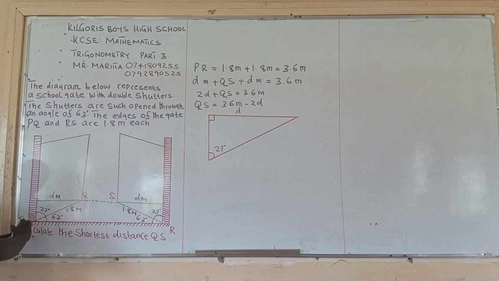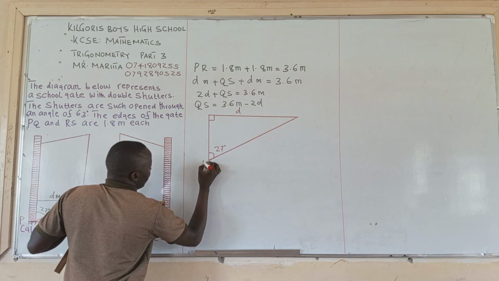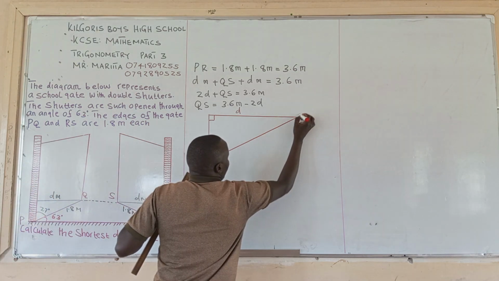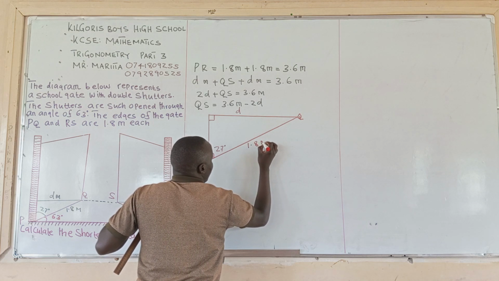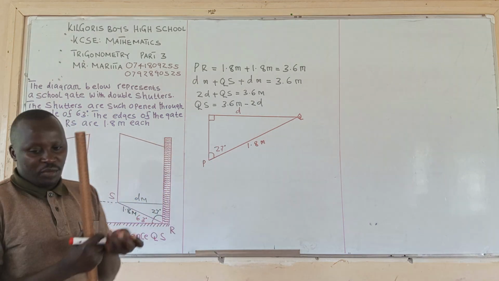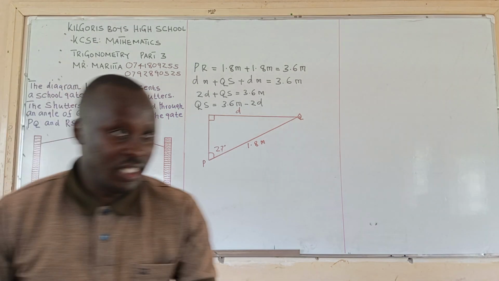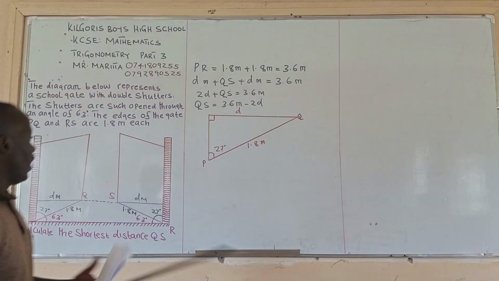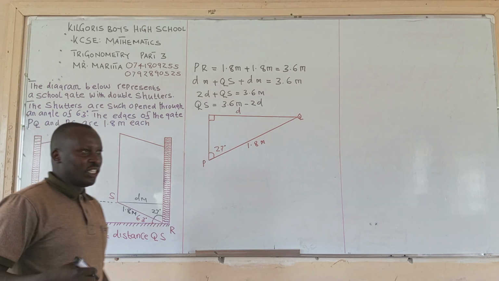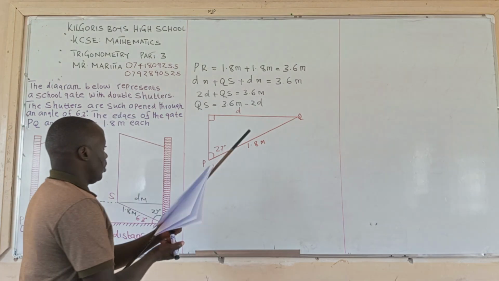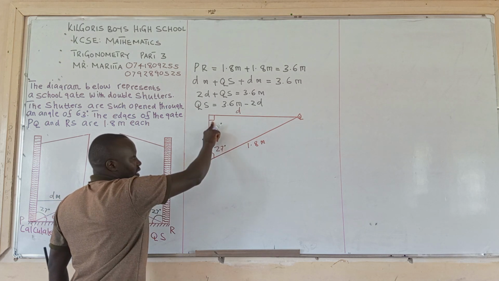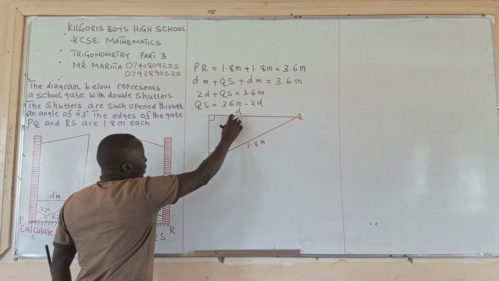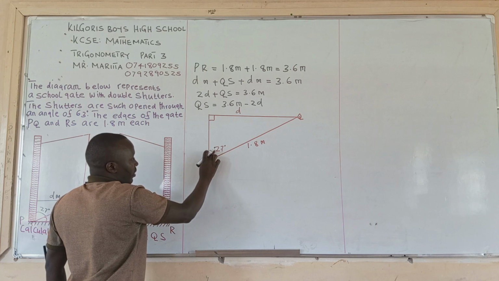The distance PQ, this one here, is just 1.8 meters. So from here, we can calculate our d. And to get the value of d, in this case, we're using the sine rule. In the sine rule here we have 1.8. This is 90 degrees here. Then we have d. This is 27 degrees.